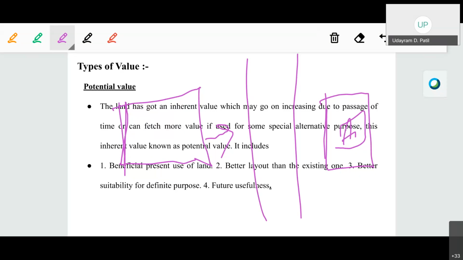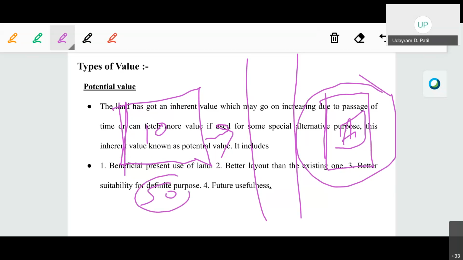So suppose the current cost of my property is 10 lakh rupees, but in the future, due to these extra amenities which are going to be available nearby to my particular site, the same cost will increase dramatically or drastically. Like 50 lakhs will be the value of that particular property once the airport is completed. So whatever the future value is, that value is known as the potential value of the particular property.